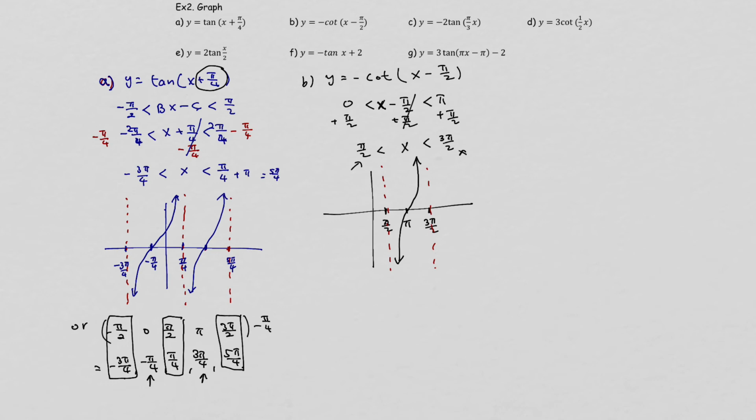If you wanted to find one more period, then this is pi, so this should be 2 pi. And right here should be 5 pi over 2. And that's another vertical asymptote. And one more negative cotangent.